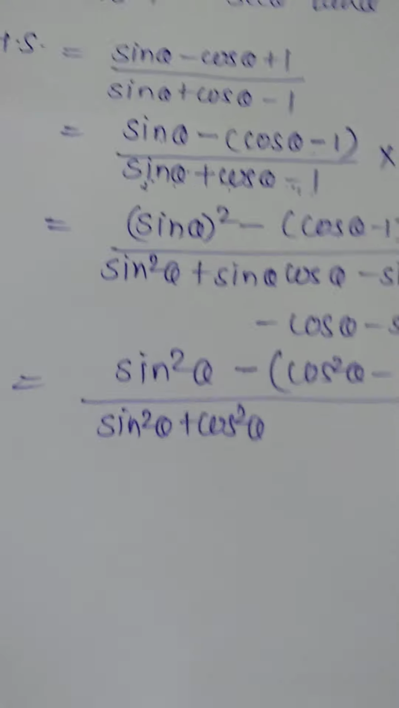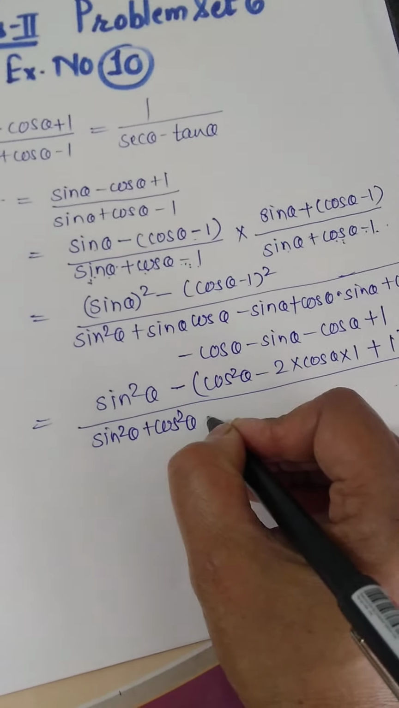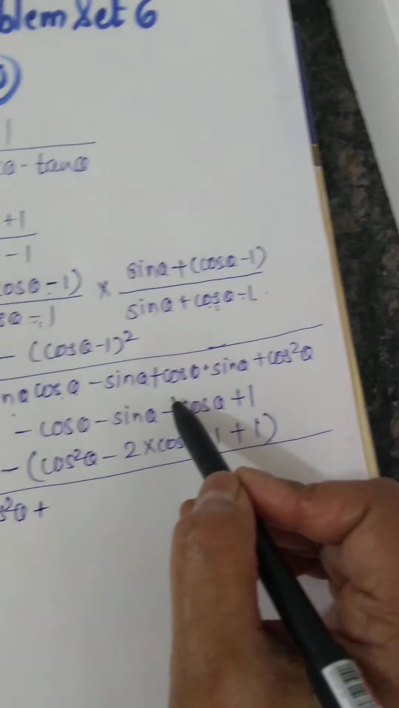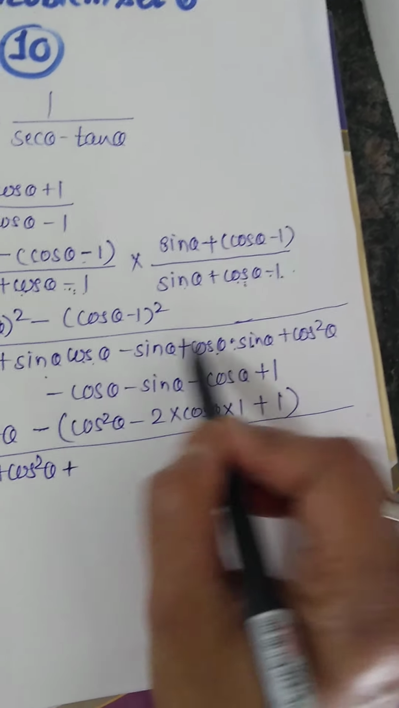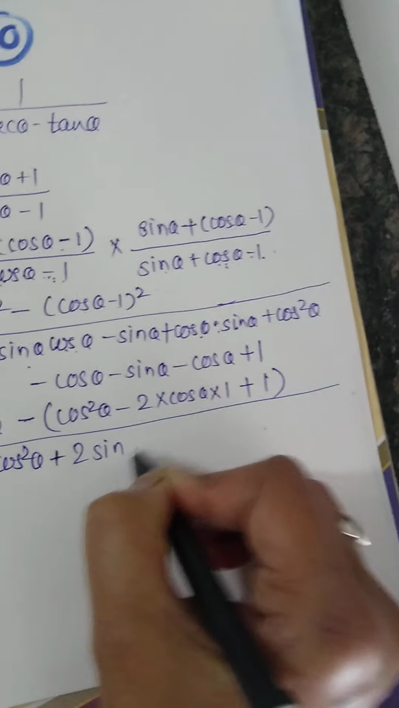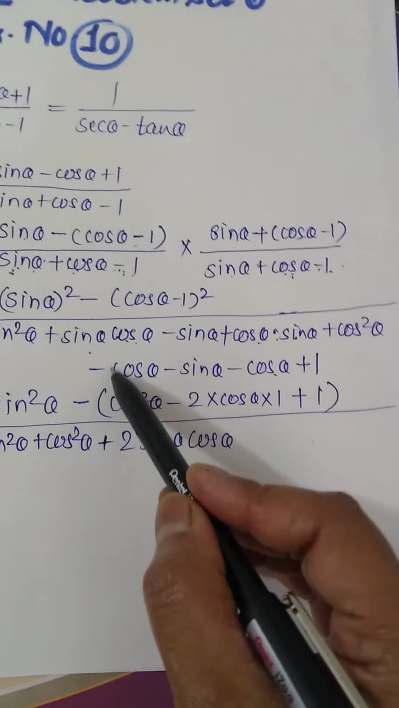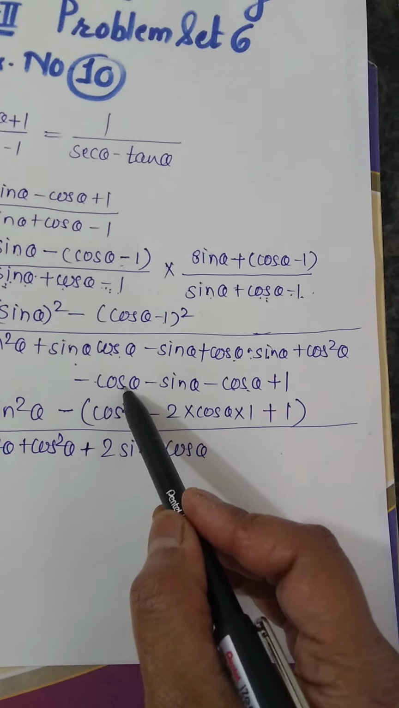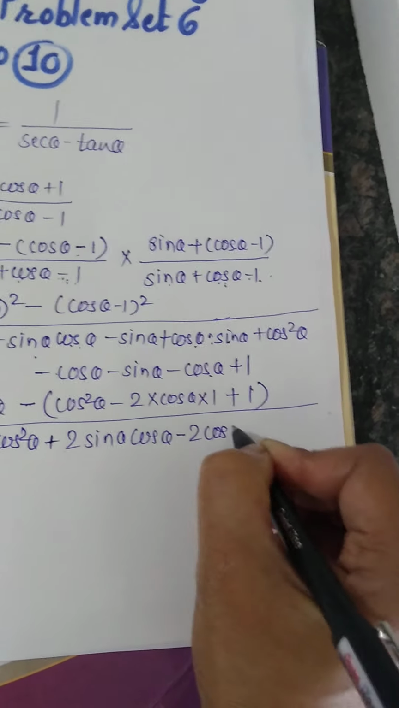So sin square θ plus cos square θ equal to 1, we know this identity, plus sin θ cos θ and cos θ sin θ. These two terms are repeated, so 2 sin θ cos θ we have written here. Now the two terms cos θ having negative signs are repeated, so minus 2 cos θ, those will be added.